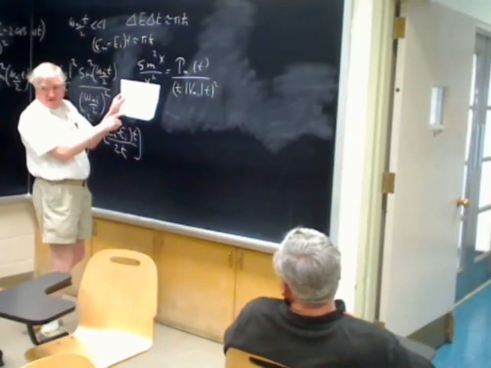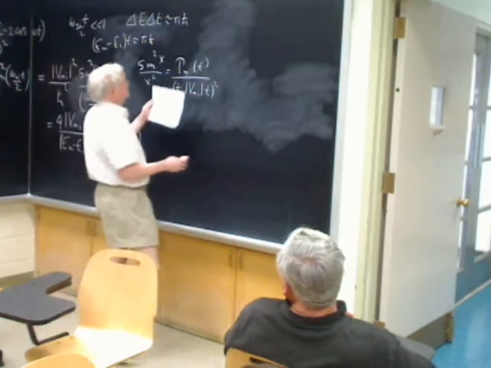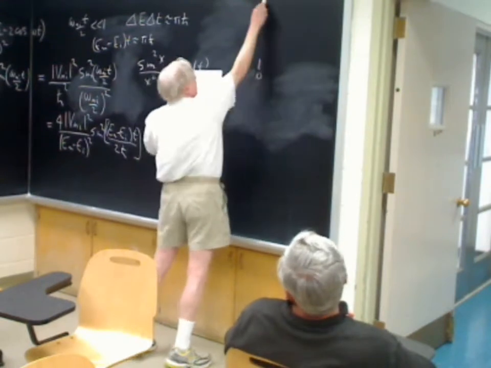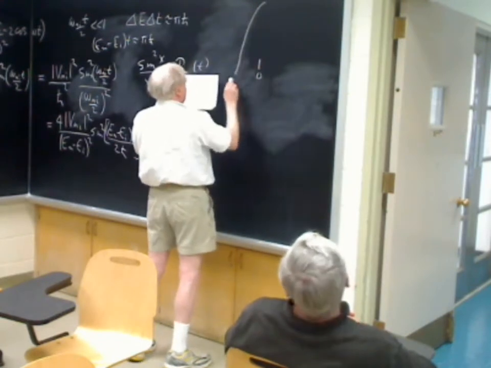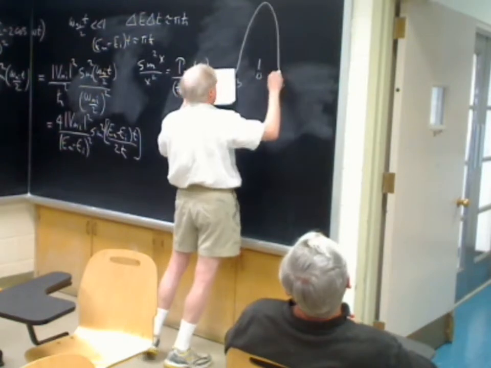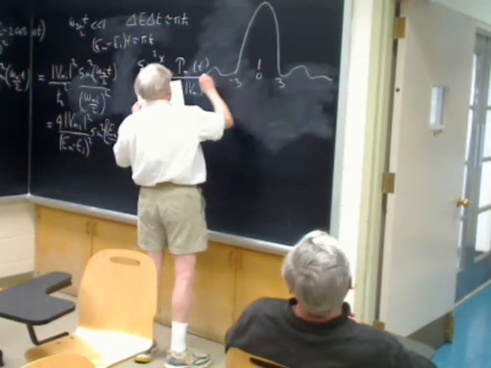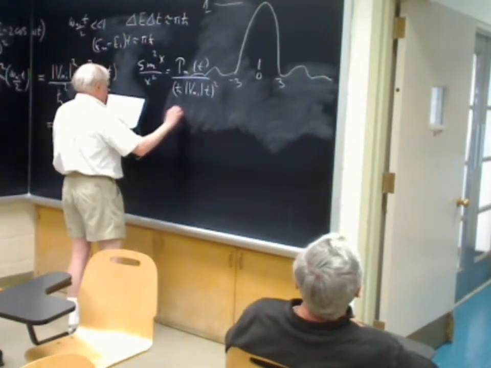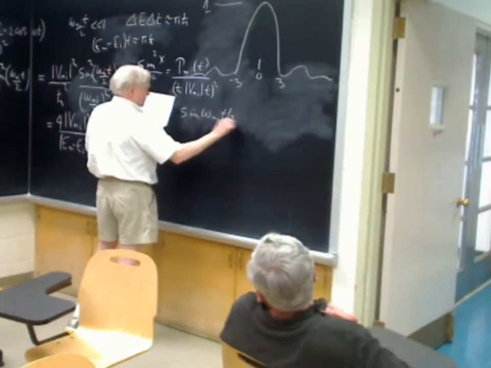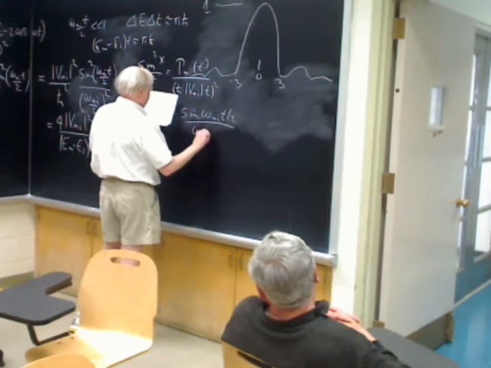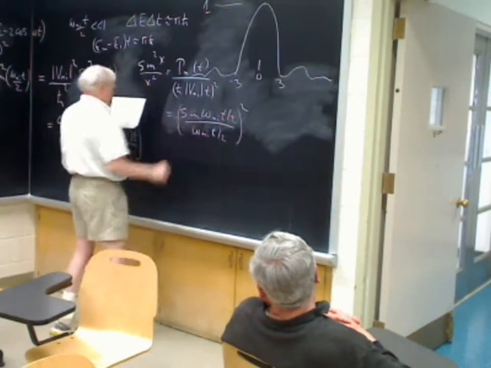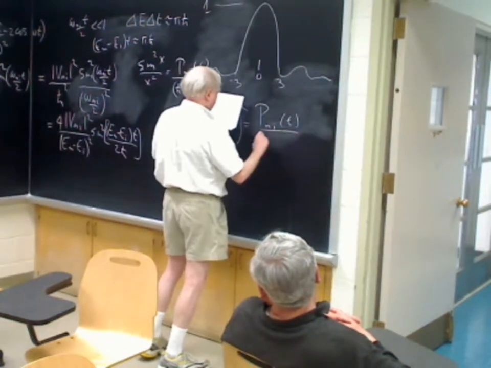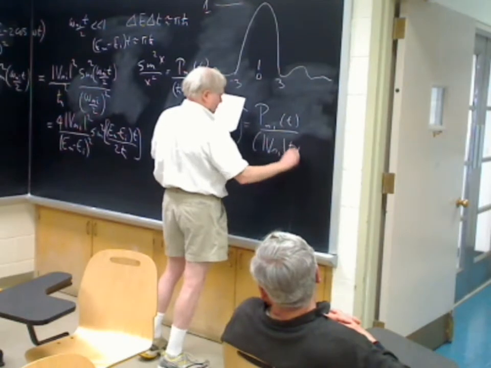What does it look like? Well, here's a computer graph of it. And what you see is, this is 0, so you see 1 up here. Then it falls down to about here at about minus 3 and 3. And then there's a little bump, and then essentially nothing. So this is 1, and what we're plotting here is sine of omega_ni t over 2 divided by omega_ni t over 2, squared. And as I said, this is equal to P_ni of t over V_ni h-bar t squared.